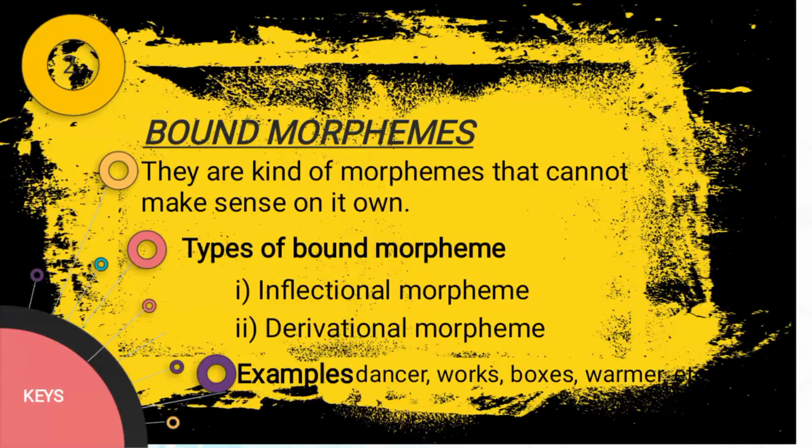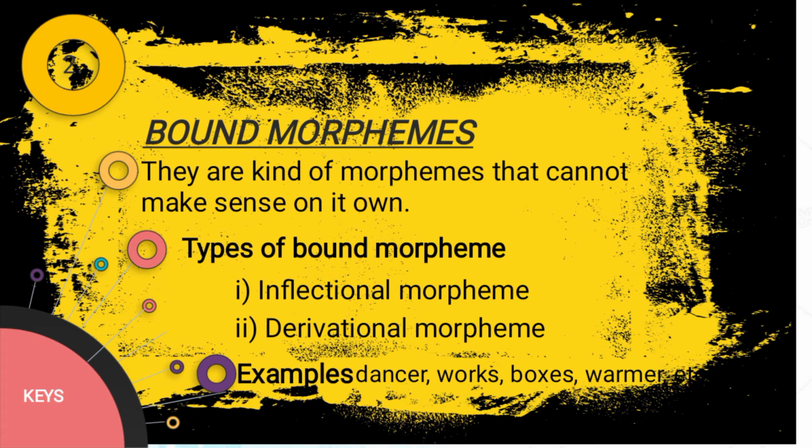So when we take bound morphemes, they are morphemes that cannot make sense on their own. So bound morphemes are morphemes that cannot stand on their own and make meaning, but are used exclusively attached to free morphemes. Some morphemes need to be attached to a free morpheme in order to make meaning. So the types of bound morphemes are: one, inflectional morpheme, and two, derivational morpheme.